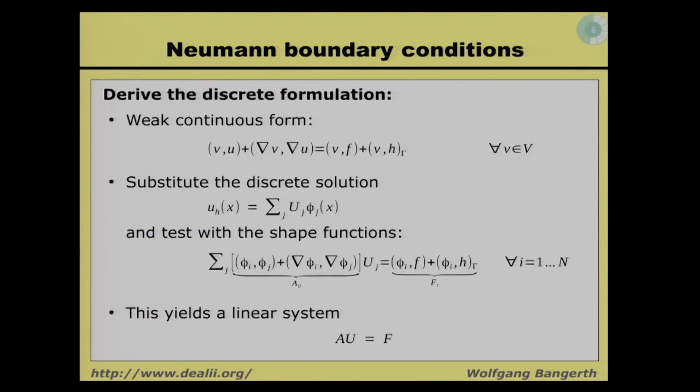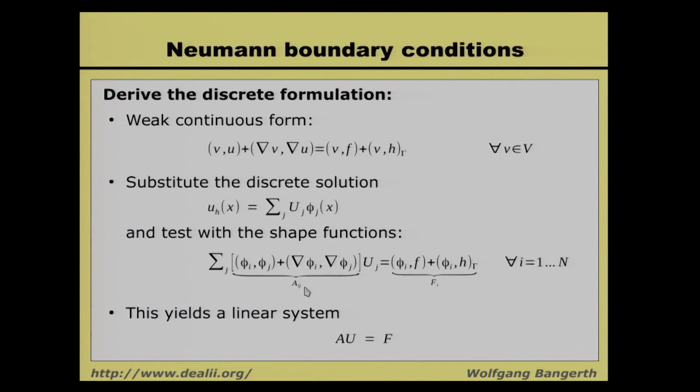So if I want to discretize this, I start from this weak formulation. I, as always, substitute my discrete solution. So u_h is the sum of coefficients times my shape functions. I'm going to take this form, put this in here and in here. I'm going to pull the sum and these coefficients out, and what I get is the sum over j of phi_i times phi_j plus grad phi_i times grad phi_j.